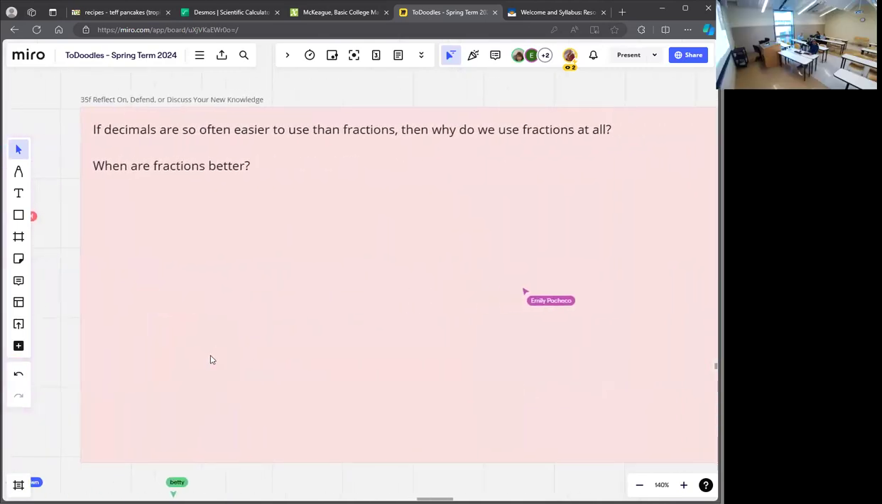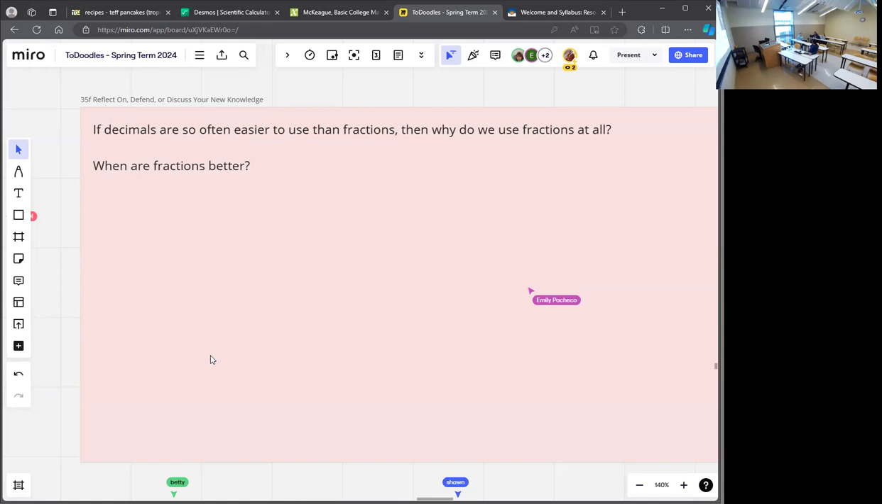Okay, so decimals are often easier than fractions. Why would we want fractions at all? When in real life are fractions better than decimals? Fractions are like a form of decimals, so it's just easier to see, easier to do. There are different ways of writing numbers less than 1, right? But sometimes we use fractions.